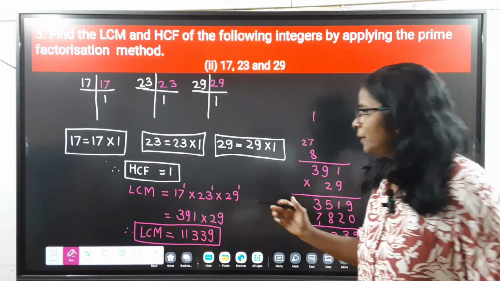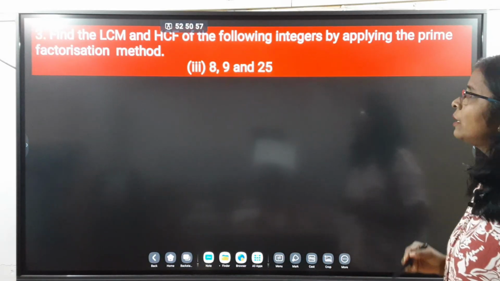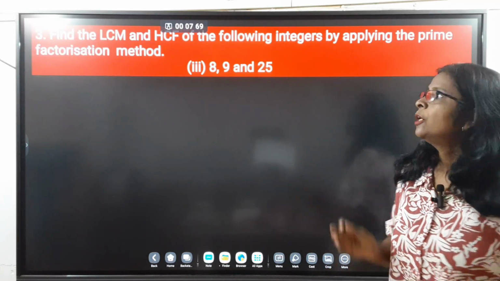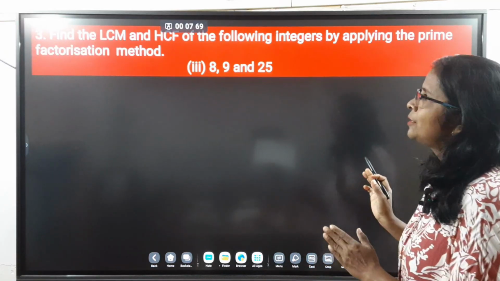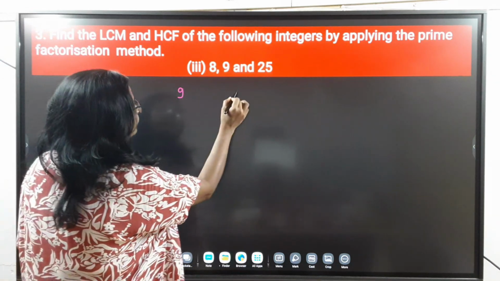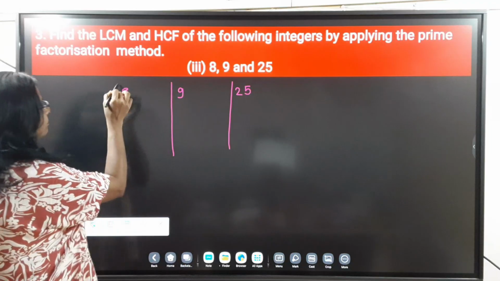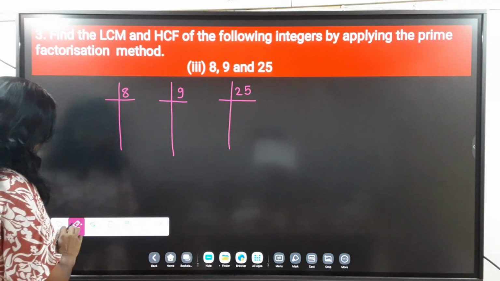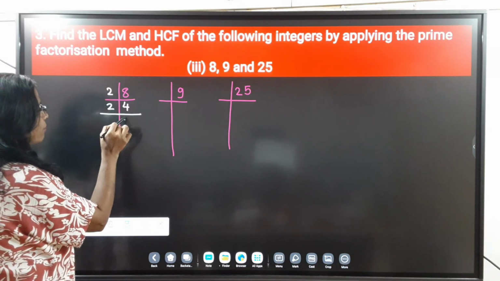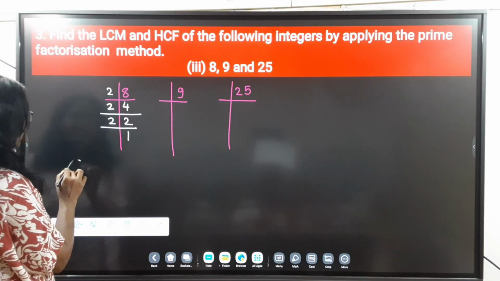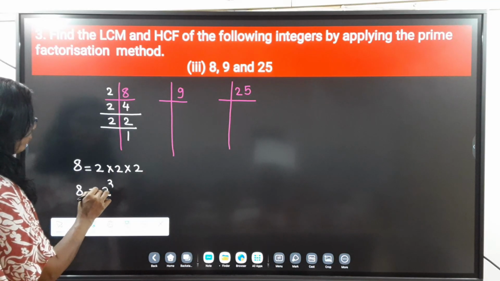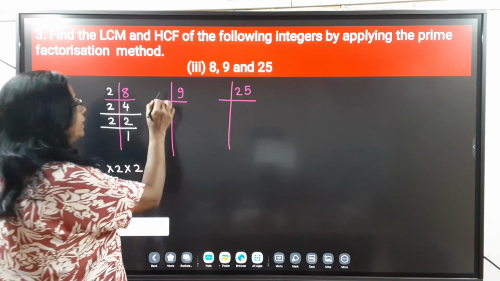Okay students, then the next example, students. See the next example: 8, 9 and 25. Okay, find out the LCM and HCF by the prime factorization method. So first I write down, students, 8, then 9 and then 25. Okay students, and then I factorize the first number 8. So 2 4s are 8 and then 2 2s are 4 and then 2 1s are 2. So I write down 8 is equal to 2 multiply 2 multiply 2, that means 8 is equal to the cube of 2.